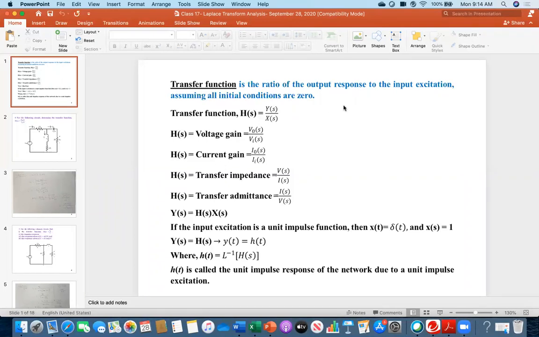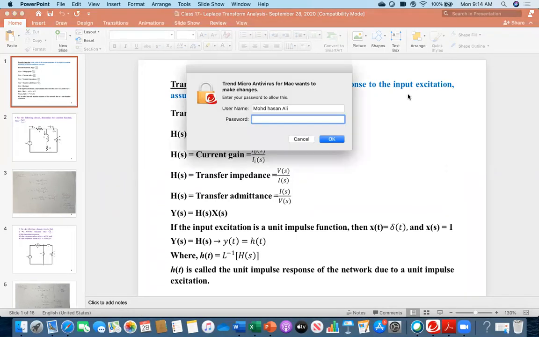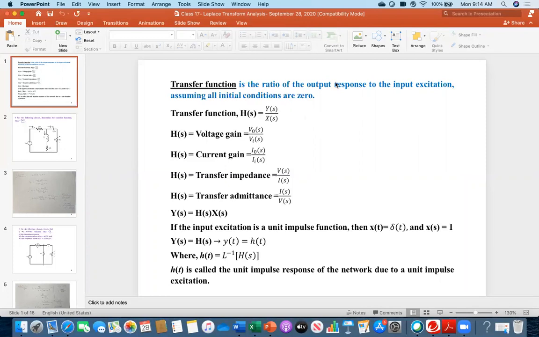This means that for every circuit, there is an input, which is called the input excitation. And then the output response could be voltage for any specific branch or current flowing through any specific branch. That is the meaning of output response. So output could be voltage, it could be current, whatever the input is. That is the meaning that transfer function is the output over the input.